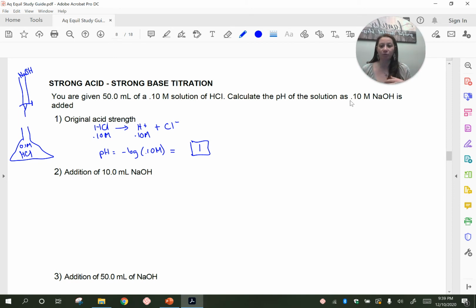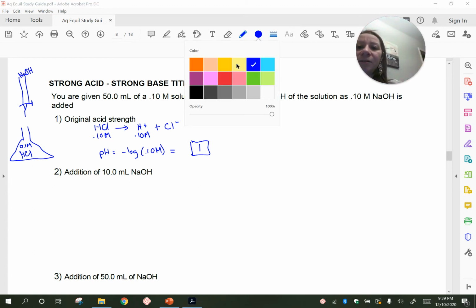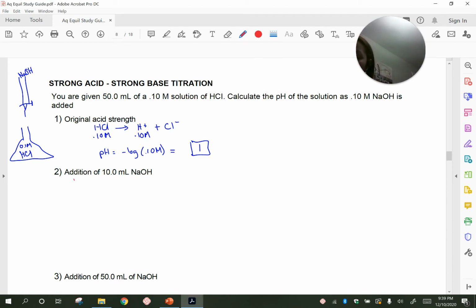And so you want to write your reaction for that acid and base. So I'm going to go ahead and write that. Now, if you want to write it as HCl plus NaOH yields H2O and NaCl, by all means, you could do that. However, we know that NaCl, Na pluses and Cl minuses, are spectator ions. NaCl does not contribute anything to the pH because it's neutral.